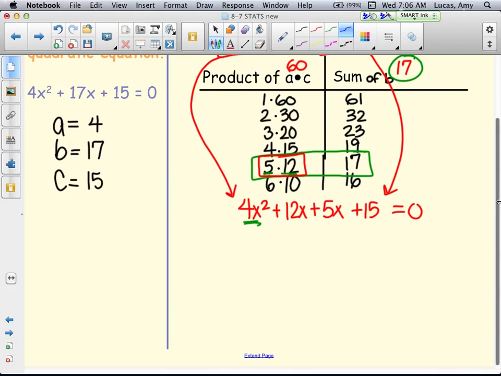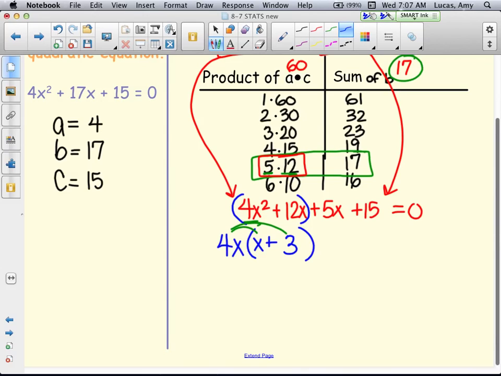So now I can group together my first 2 terms and take out their greatest common factor. The numbers 4 and 12, the largest thing that they can be divided by evenly is 4. And there's a common variable here, x. So I can divide out 4x from each term. 4x times x is 4x squared, plus 4x times 3 is 12x. So that's just using the distributive property in reverse.